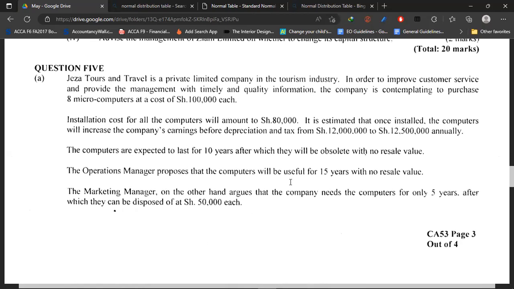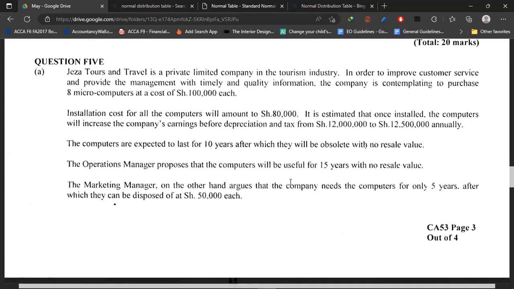Godfrey, can you be able to read for us? Godfrey? Yes. Go on.